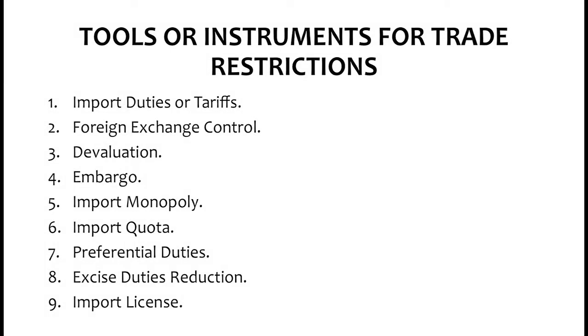Now, there are certain tools, certain instruments that are put in place in order to restrict trade. And these are as follows. Number one, we have what is known as import duties or tariffs.